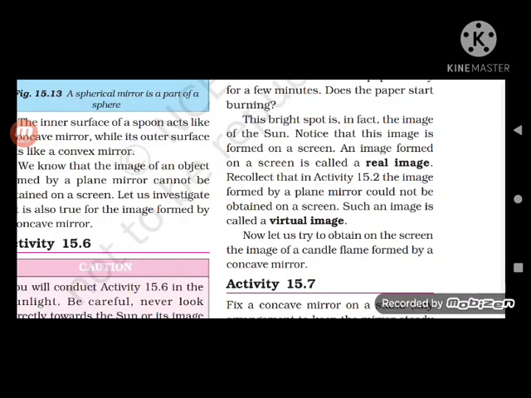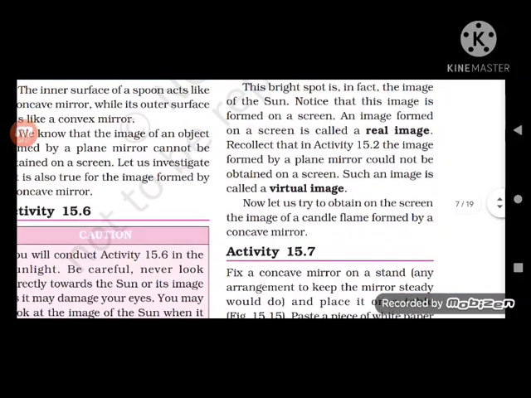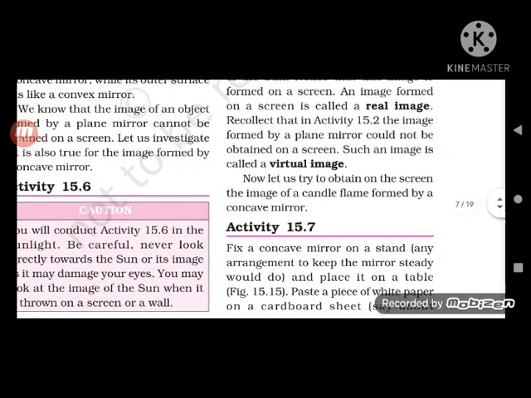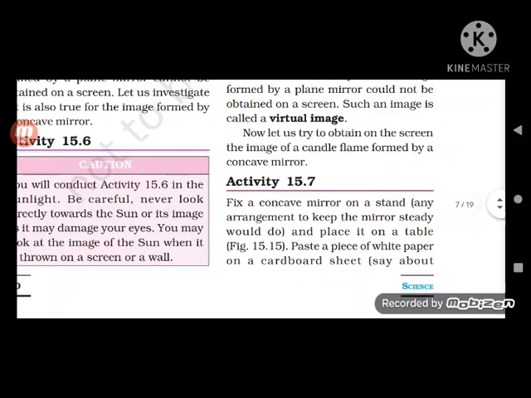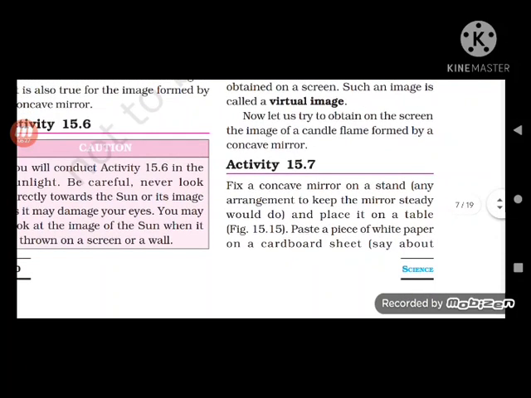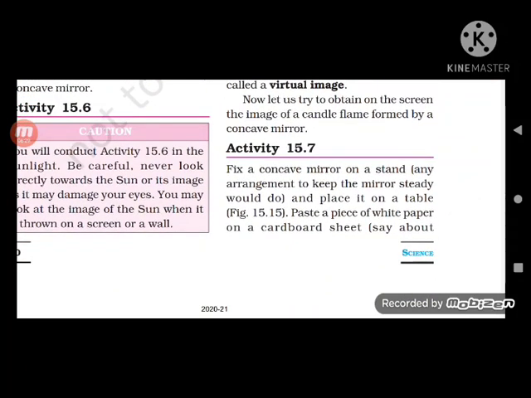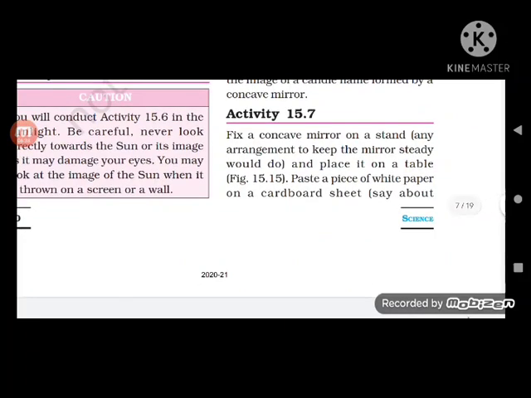And recollect Activity 15.2. The image formed by a plane mirror could not be obtained on a screen. Such an image is called a virtual image. Now let us try to obtain on the screen the image of a candle flame formed by a concave mirror. Okay, Activity 15.7, the last activity of the video.